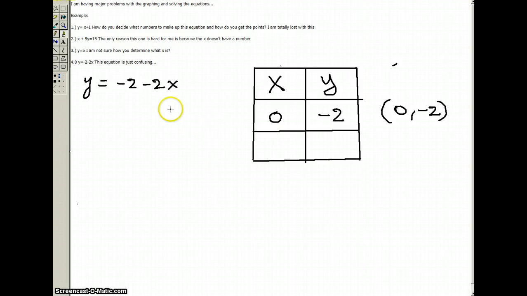Let's take another point. How about I take x equals 1 this time. So negative 2 times 1 is negative 2. Negative 2, negative 2 is negative 4. So now I have a point, 1, negative 4. Again, I can take x equals 2 if you want. You can take any value for x, plug it in, simplify, and find the corresponding value of y.